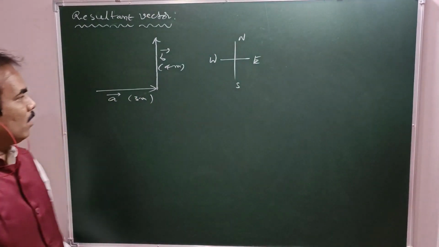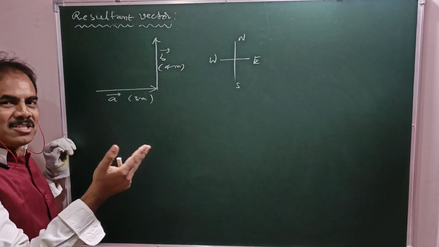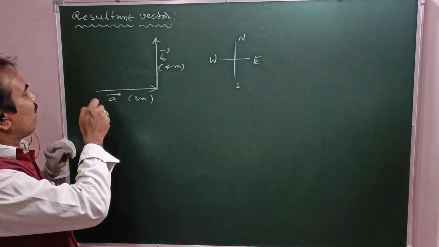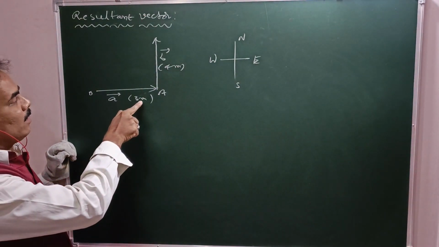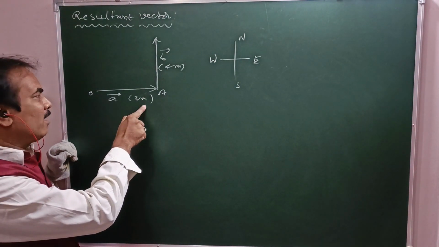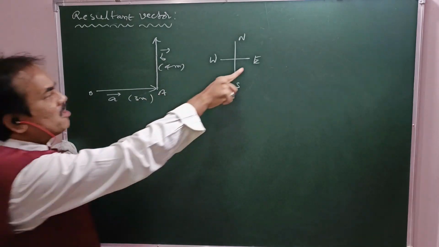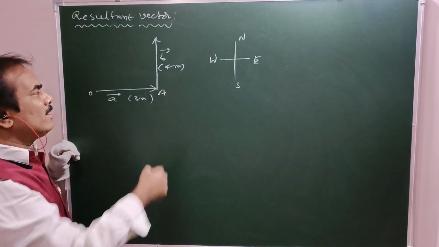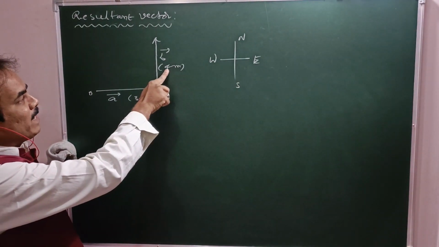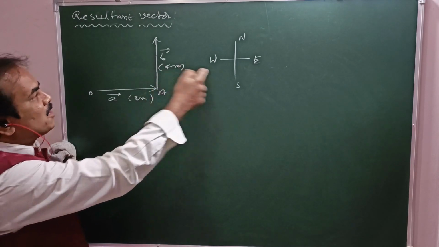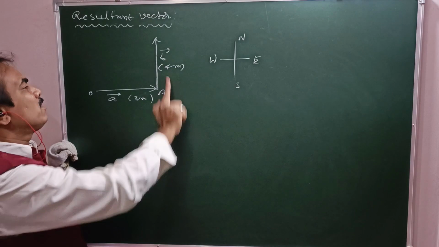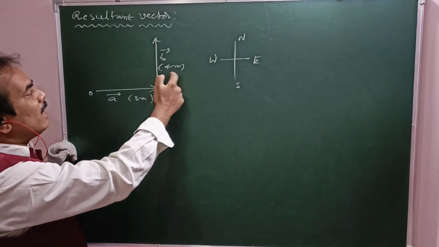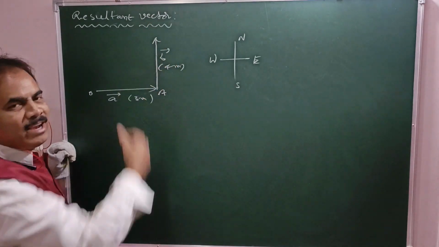Now, a particle has started its motion from O to A, right? What is the displacement covered by the particle from O to A? It means 3 meters due east. And again, it covers a displacement of 4 meter due north. So this is east, this is north. So these are the displacements covered by the given particle.